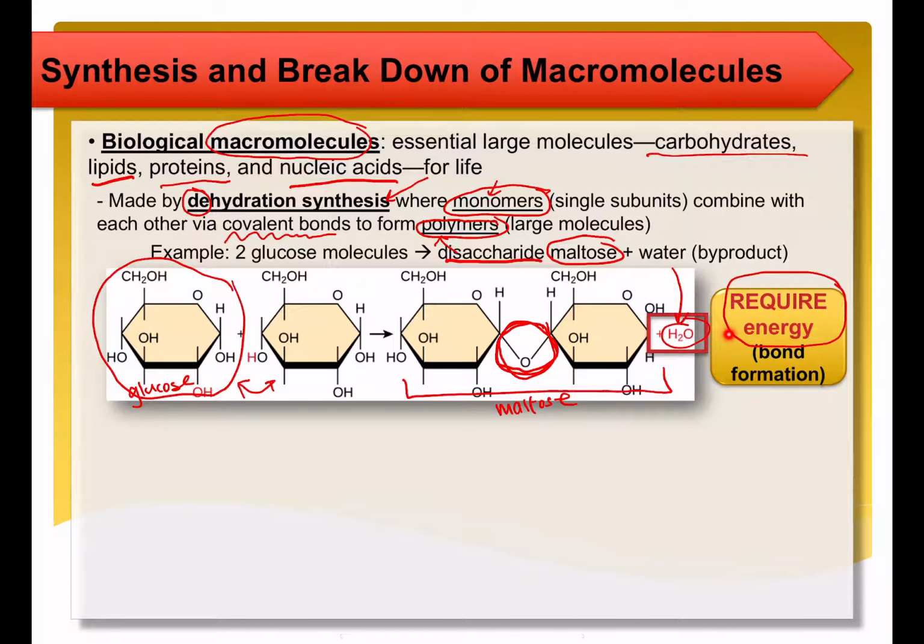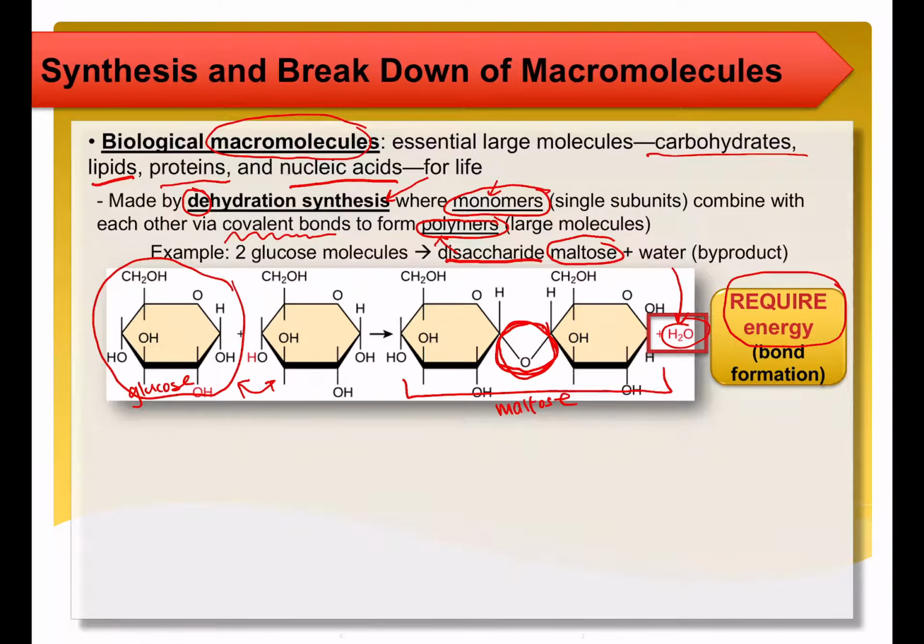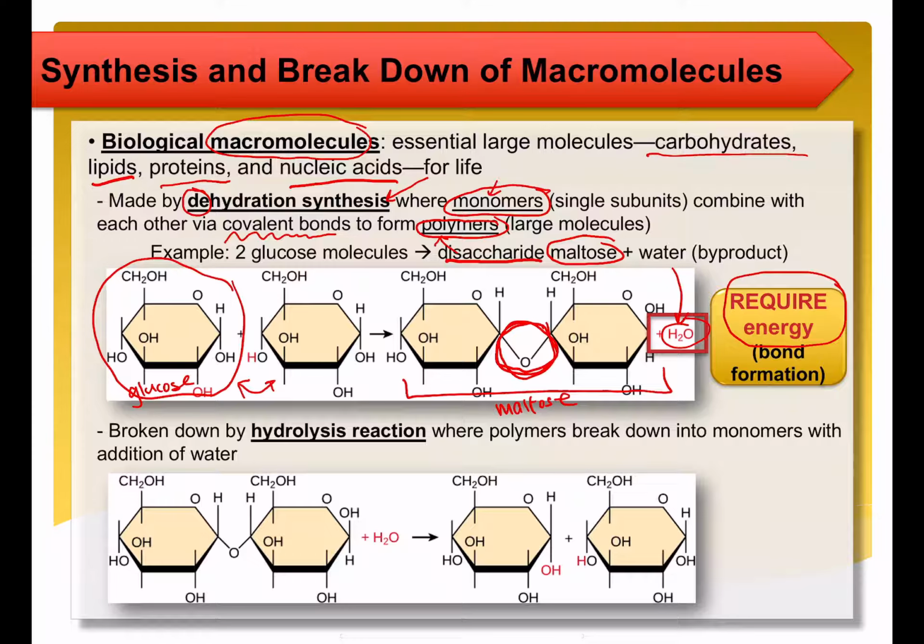when we're digesting those foods. And why we need that energy is there are some chemical reactions in our body that will require energy. Okay, and usually those that are forming bonds require energy. Okay, so make sure you remember this concept. Dehydration synthesis is forming bonds and it requires energy. Okay, so now what about when we break a bond?